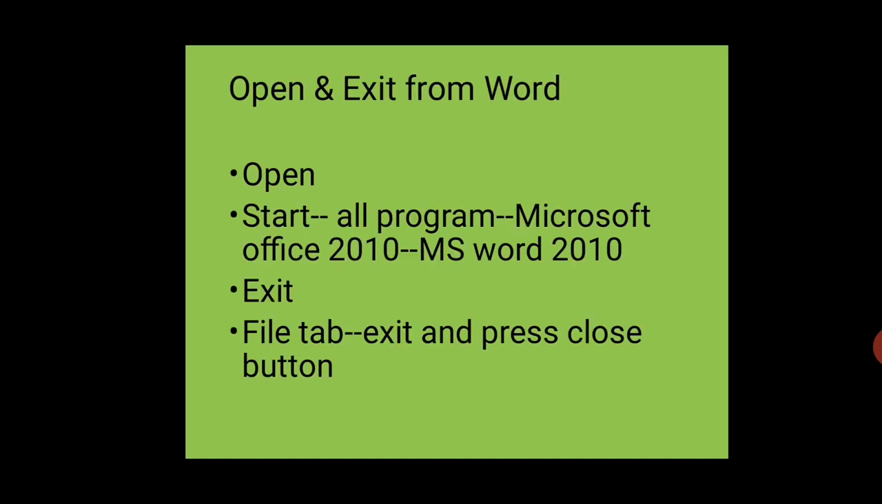Now we will discuss how we can open or exit from Word. If you want to open Word, click on the Start button. After that, a drop down menu will appear. Click on All Programs. Another drop down menu will appear. Click on Microsoft Office 2010 and then a drop down menu appears. You can select MS Word 2010. For exiting your Word document, just click on the File tab, then press the Exit button or otherwise the Close button.